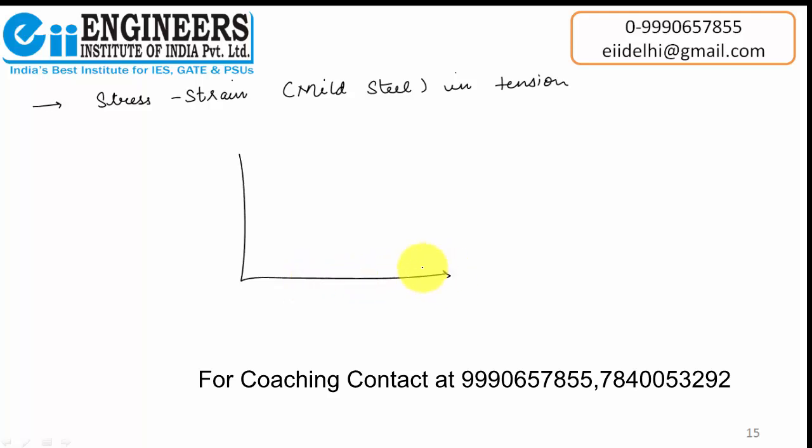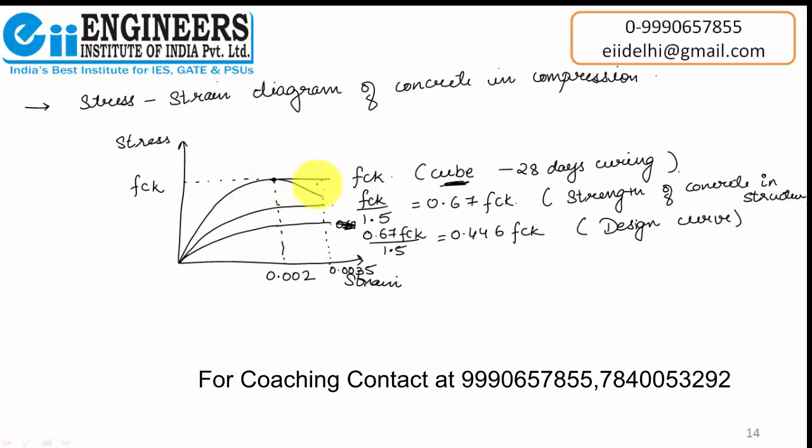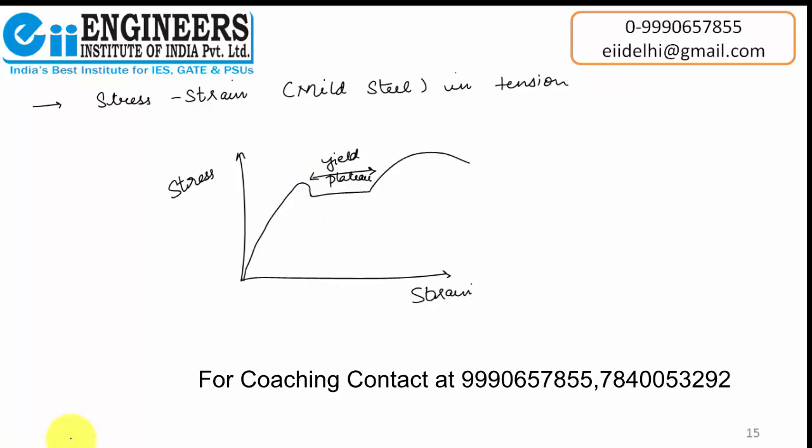So when a mild steel bar is stressed in UTM, it is seen that initially it follows Hooke's law, then it reaches an upper yield point, then a lower yield point, and there is a yield plateau. That means the mild steel bars do not have a definite yield point like concrete. See, this concrete had a definite yield point, but this mild steel bar does not have a definite yield point.